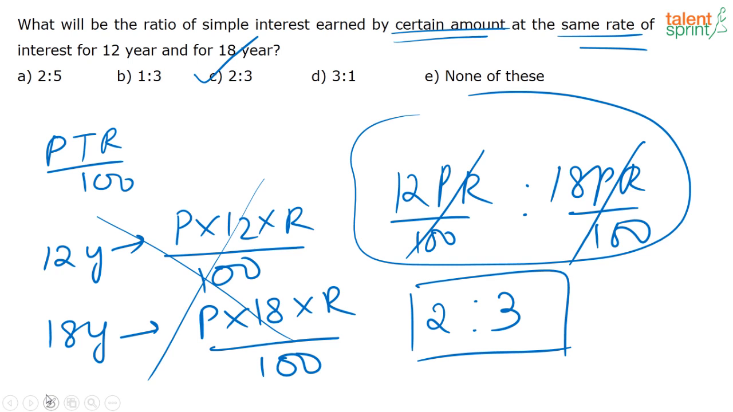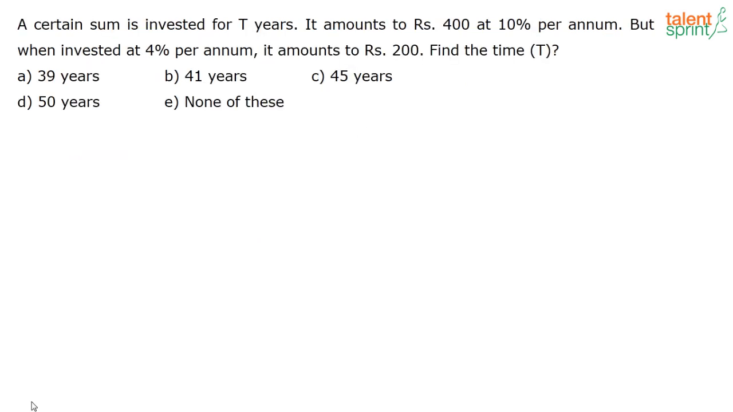Pragyashri, Sai Kishore, you got 12 is to 18. 12 is to 18 is not there in the option, so you simplify it and take it as 2 is to 3. Now let's move on to the next one.